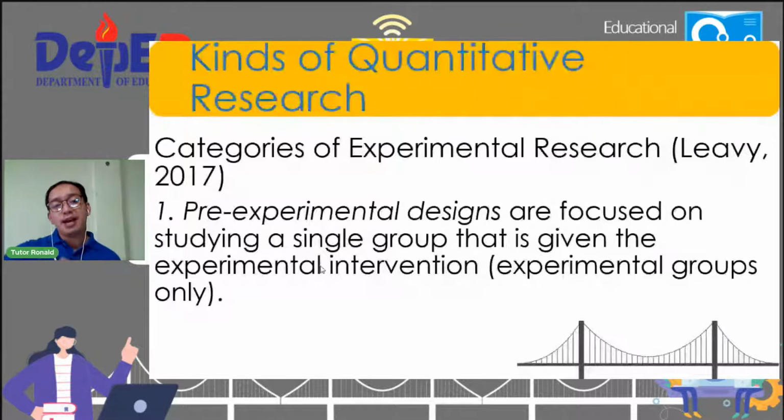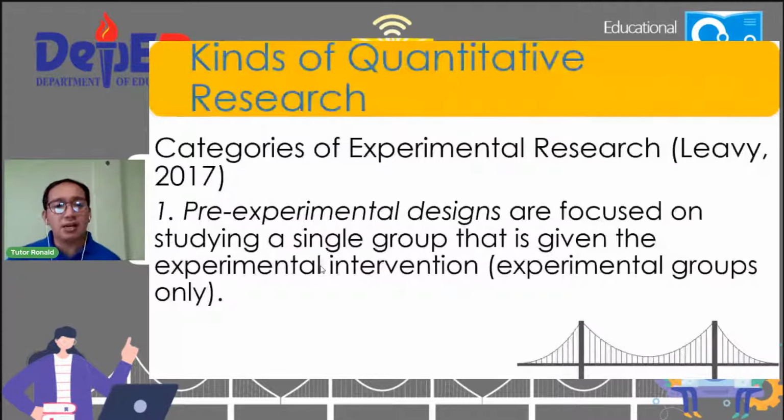So ibig sabihin, sa pre-experimental design, meron lang pong isang grupo ang binibigyan ng pansin. So parang wala pong tinatawag na controlled group at saka yung untreated group, kumbaga wala pong kino-compare, no? Meron lang pong isang grupo na siyang pinatutuunan ng pansin sa isang pre-experimental design. Kumbaga example, pre and post test, no? Pre and post test, iko-compare yung result ng pre sa post test. So para walang ganong concept sa pre-experimental design.